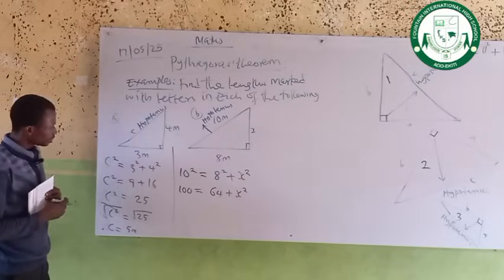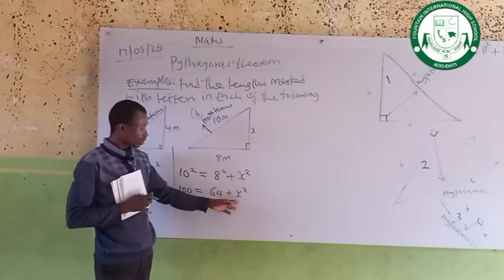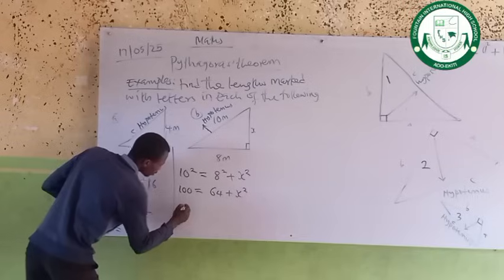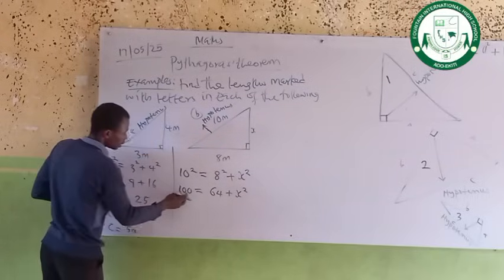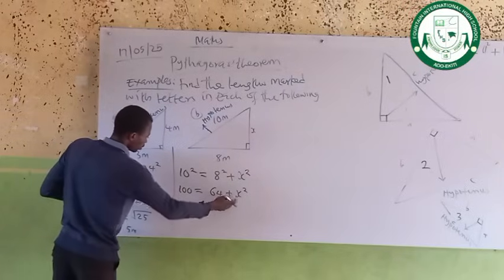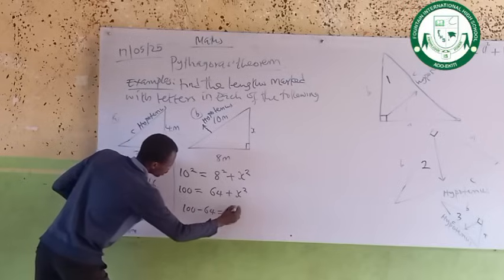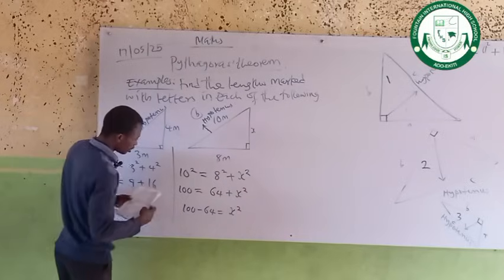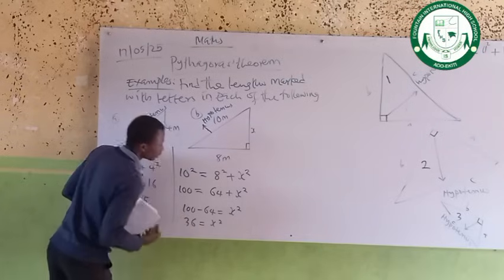From this point, we are going to isolate x square, or we collect like terms. When you collect like terms, you will move this 64 here, and then you leave this x square here. You have 100 minus 64 equals x square. When you subtract 64 from 100, you have 36 equals x square.